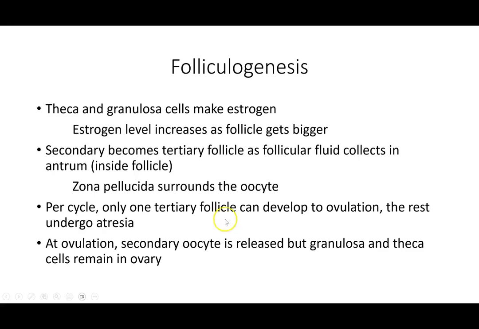Secondary follicles then become tertiary follicles, and then some fluid collects inside of the follicle, which will help with the zona pellucida, which surrounds the oocyte. This is a protective layer around the egg cell. Each ovarian cycle, generally only one tertiary follicle is going to develop to ovulation. Any other follicles, any of these secondary or tertiary follicles, will undergo that death process. And then during ovulation, that secondary oocyte is released, but the granulosa and theca cells stay in the ovary.